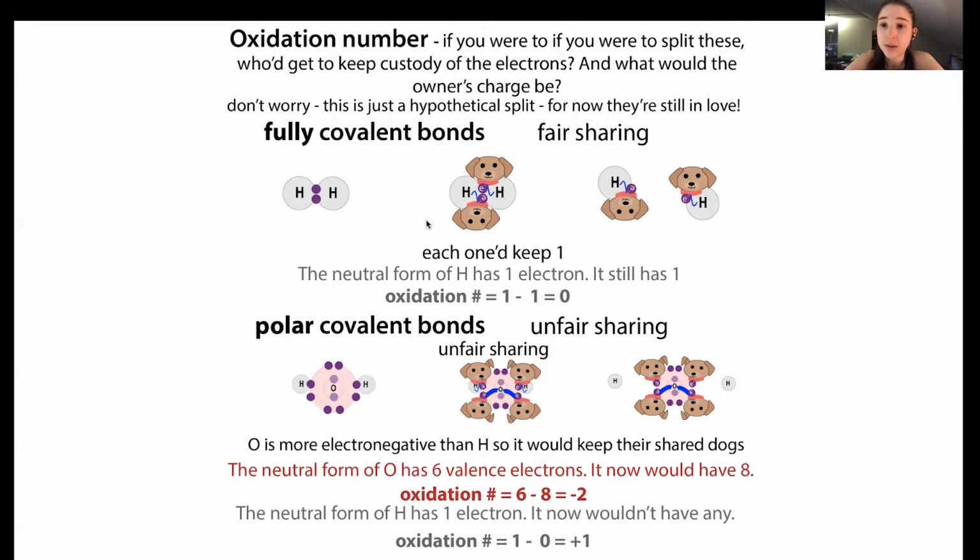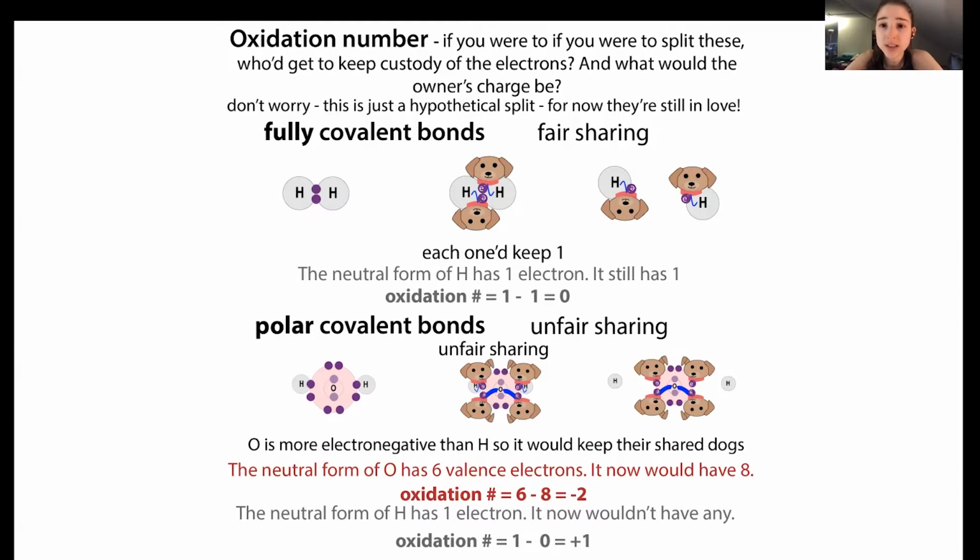If we did split up a fully covalent bond, so not a polar bond, something that has equal electronegativities, we're talking about atoms of the same element typically. So if you have H2, diatomic hydrogen, two hydrogens, even though they're both pretty bad at convincing their dogs to love them and stay with them, they're both equally bad at it. And so if you were to split this bond, one electron would stay with each of them.